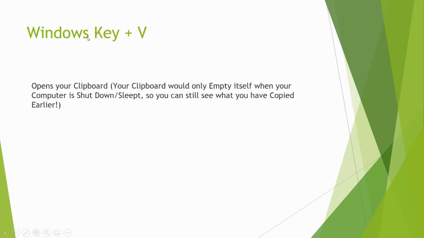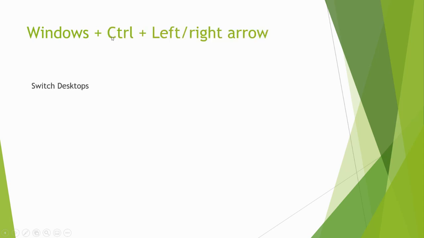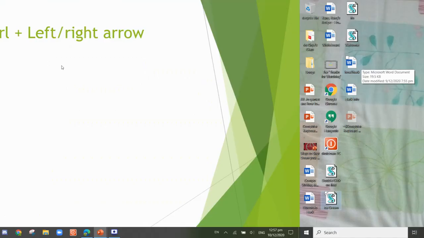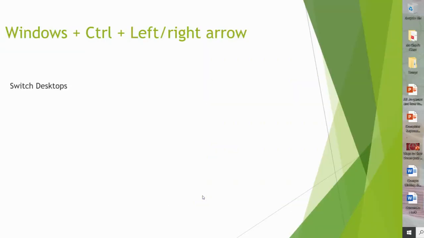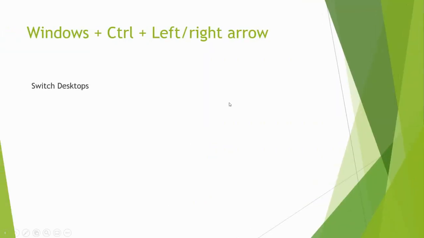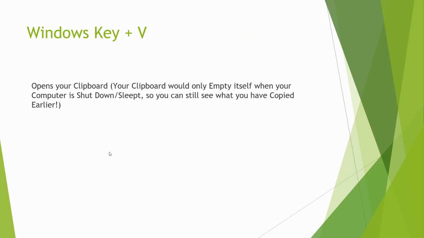Windows plus Control plus left or right arrow key, you can switch your desktops. What do I mean here? You can switch desktops. If you want to add a desktop or change it back, you'll see it later. There's another keyboard shortcut for it.